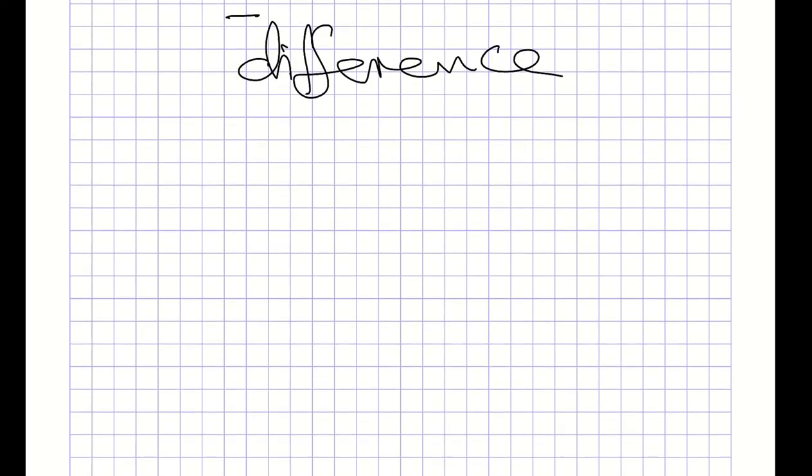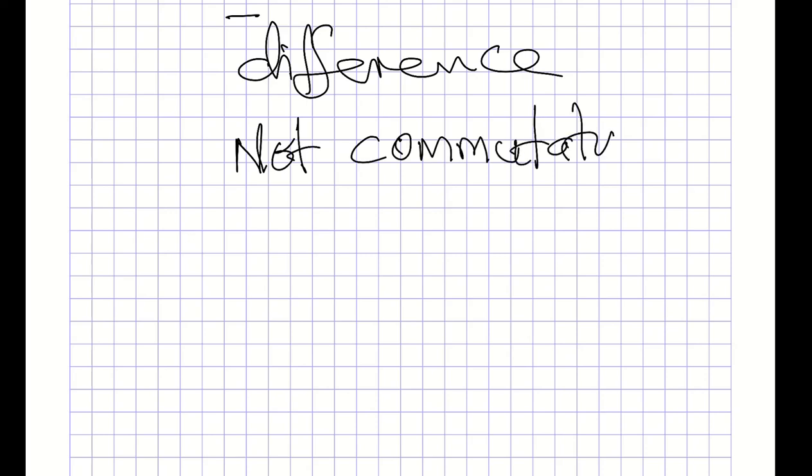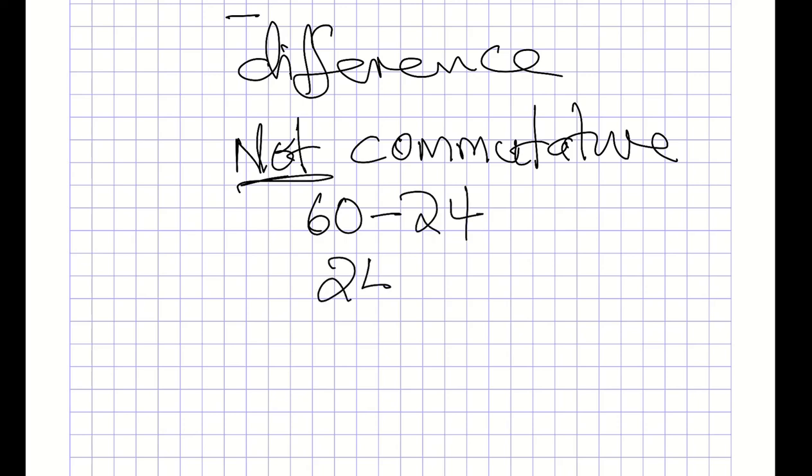And then another thing, subtraction is not commutative. Remember that. What that means is you cannot say 60 minus 24 is the same as 24 minus 60. You cannot switch it around like that because subtraction is not commutative.